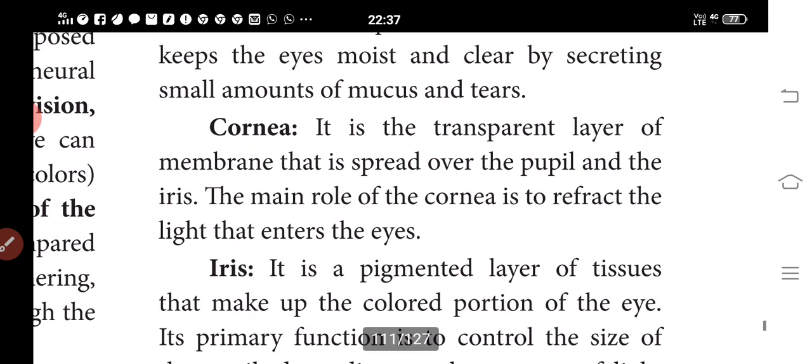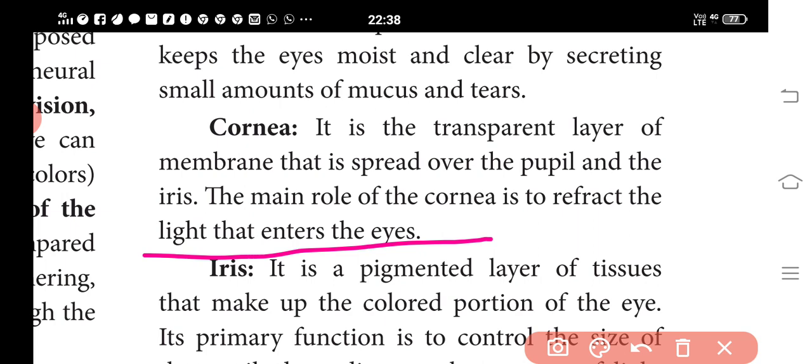Next one is the cornea. The cornea is a transparent layer of membrane spread over the pupil and the iris. The main role of the cornea is to refract the light entering the eye. So the cornea is a transparent layer.